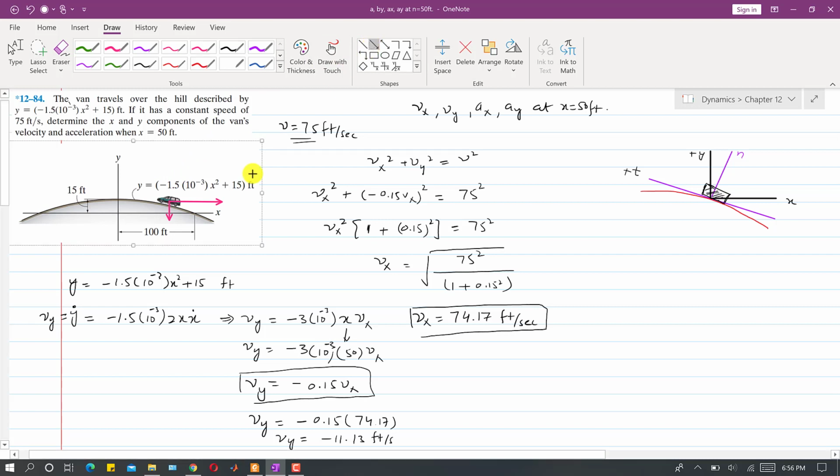So the real velocity vector is in this direction. So this is the real velocity vector. We can write that this is Vx, this is Vy, which is negative in the negative y direction, and this is the v vector. So this means that this velocity is tangent to this y of x curve.